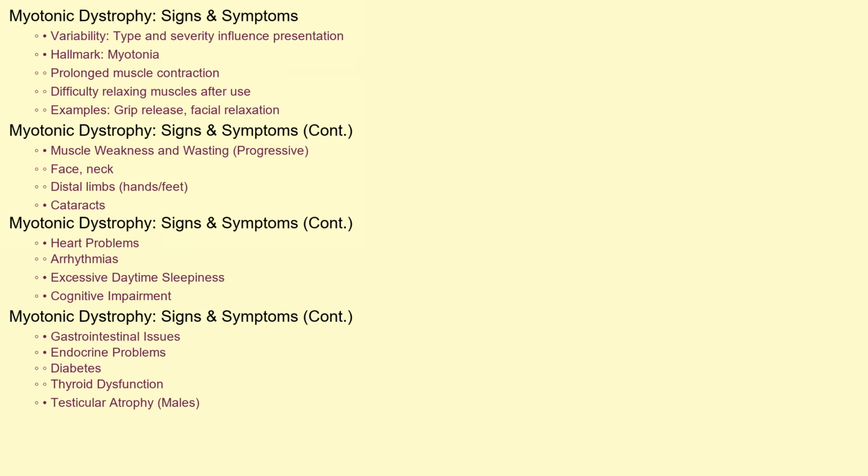Other common symptoms include progressive muscle weakness and wasting, especially in the face, neck, and distal limbs like hands and feet. Beyond muscle issues, individuals can experience cataracts, heart problems like arrhythmias, excessive daytime sleepiness, cognitive impairment, gastrointestinal issues, and endocrine problems like diabetes or thyroid dysfunction. In men, testicular atrophy is also common. It's important to remember that not everyone will experience all of these symptoms, and the severity can vary greatly.